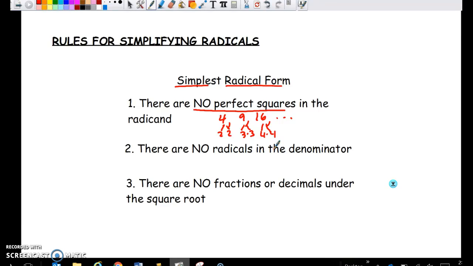There should be no radicals in the denominator. If I have the square root of 2 on the bottom, that's no good. We'll talk about how to deal with that in the next unit. Also, there should be no fractions or decimals underneath the square root. So for example, I don't want to have the square root of 4 over 9. Okay? I would have to simplify that. And we'll talk about that in the next lesson.